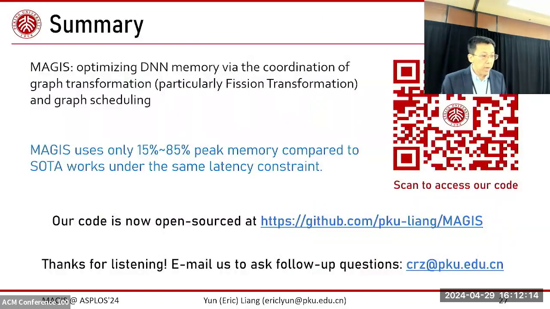Okay, to summarize, we propose MAGIS, a framework to optimize DNN memory by the coordination of graph transformation. In particular, we introduce a new transformation, coefficient transformation, and graph scheduling. The result is MAGIS uses only 15 to 85% of the peak memory usage compared to the SOTA works under the same latency constraint. And this project is open source. You can find it on my website. Thanks for listening.